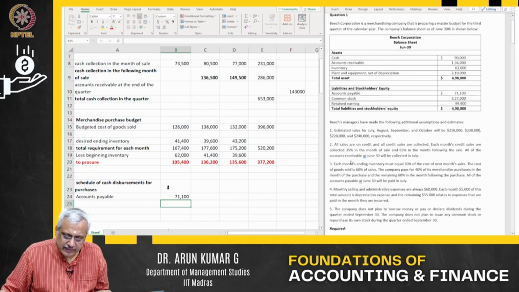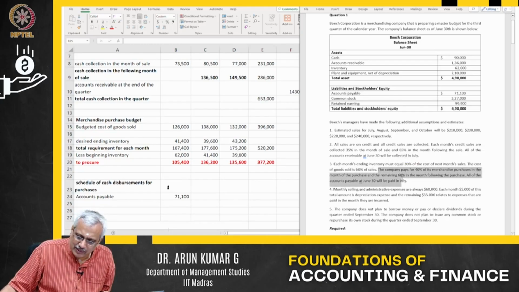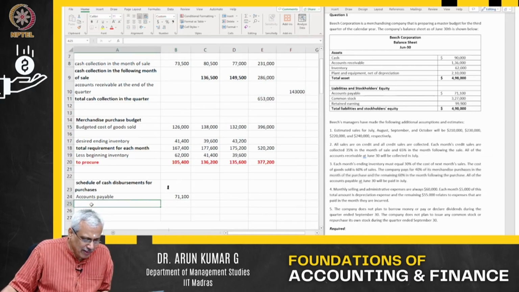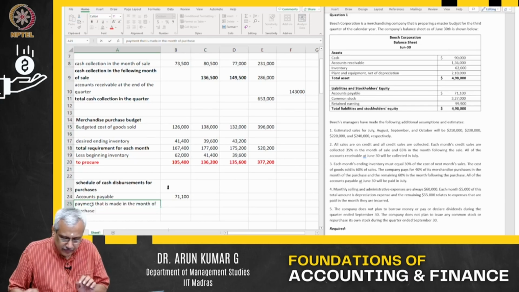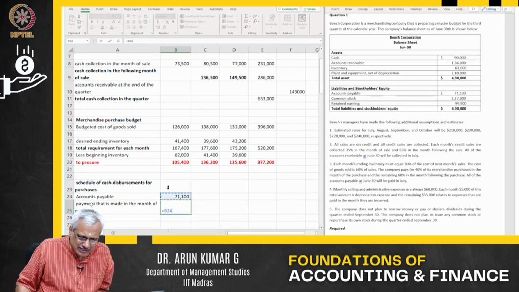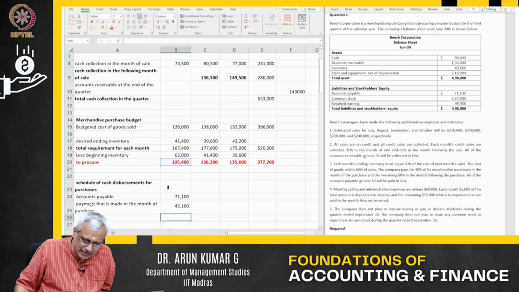Now I go back and read this. The cost of goods sold is 60, that is okay. The company pays 40% of the purchases in the month of purchase, 60% in the following month of purchase. So the payment that is made in the month of purchase: what is the purchase made in July to procure? This is the purchase that is made in July. What is the percentage of payment that is made? 40% in the month of purchase.